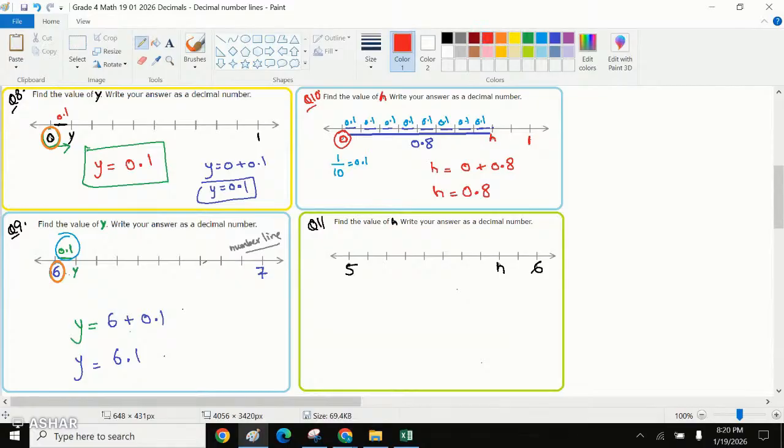We can count the number of gaps. This is 1 interval, 2 interval, 3 interval, 4, 5, 6, 7, and 8, from this point to this point. So we can say this gap will have a length of 0.8. Agreed? But where is it starting at? What is the starting point?